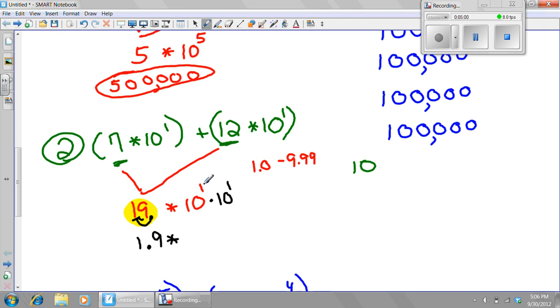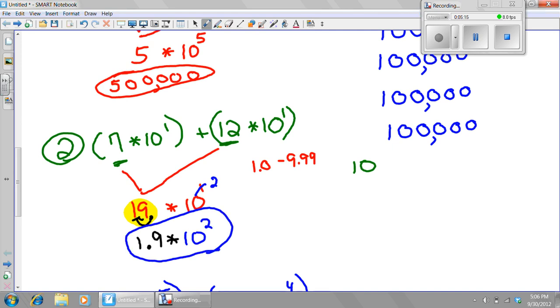So the shortcut for that is that the exponent of 1 turns into a 2. I divide it by 10, I multiply by 10, it goes up by 1. And there is my answer in scientific notation.